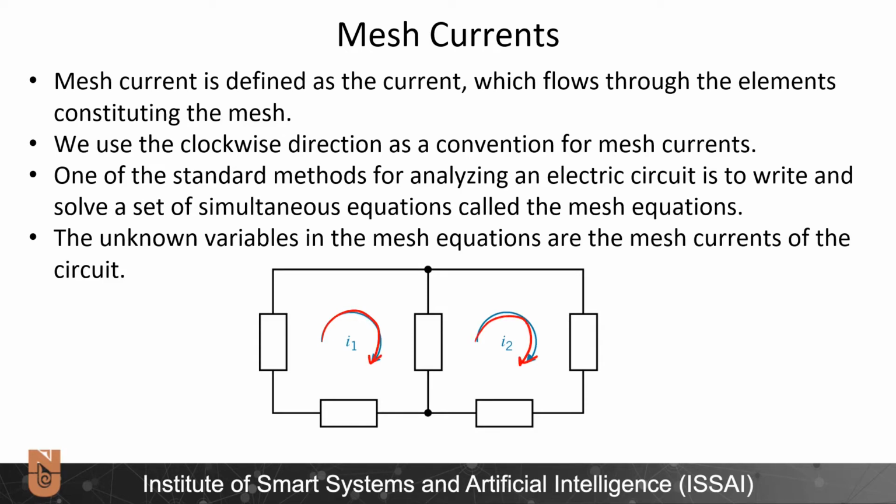One of the standard methods for analyzing an electrical circuit is to write and solve a simultaneous set of equations called the mesh equations. The unknown variables in the mesh equations are the mesh currents of the circuit. So in other words, if you find the mesh currents, then we can find all the currents and voltages of the circuit. Remember, in node voltage analysis, on the other hand, we were finding the node voltages.